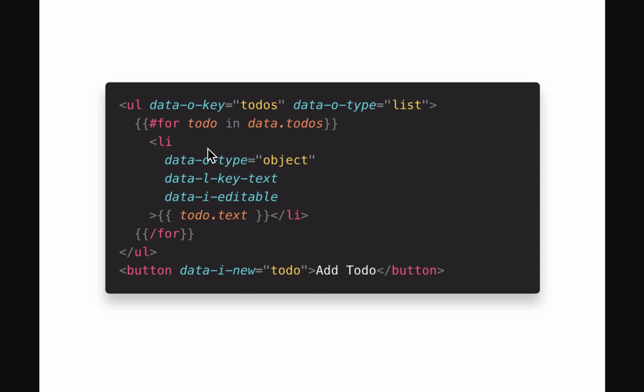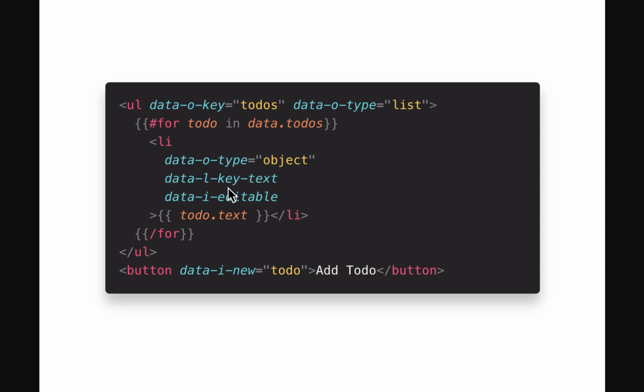The next thing to understand is that these data attributes here, data O key, data O type, data O type, those are all responsible for exporting the data from the page. So they're telling Remake how this data is going to be bundled up and saved to the database.